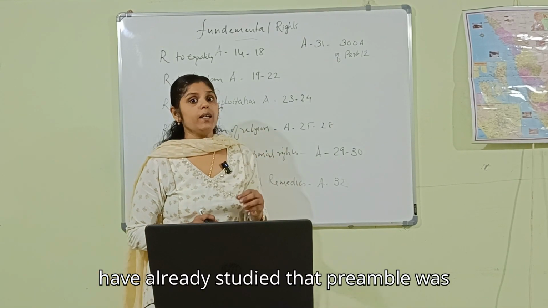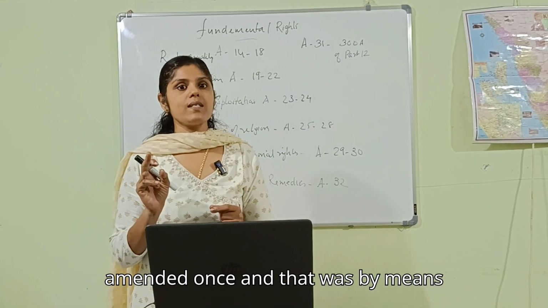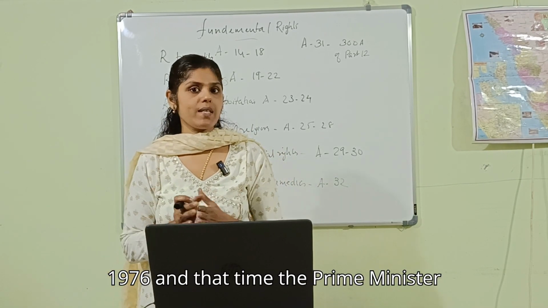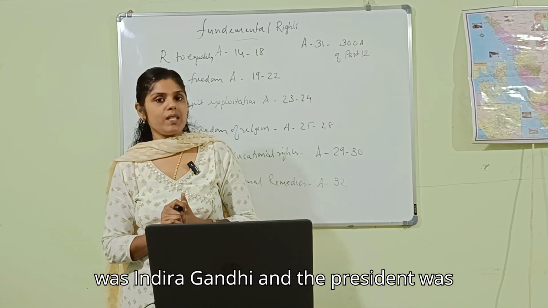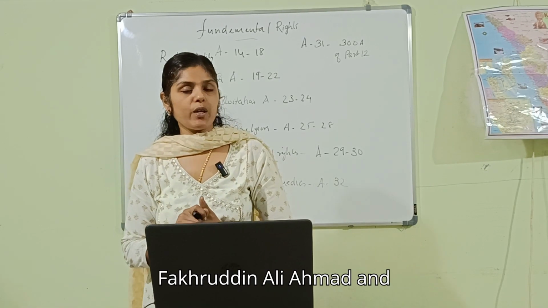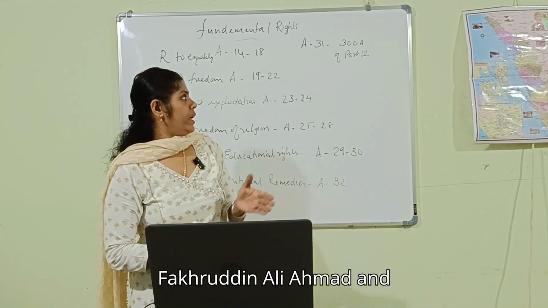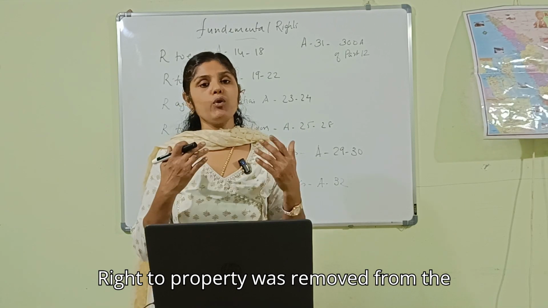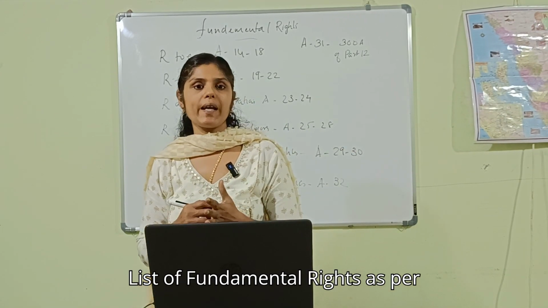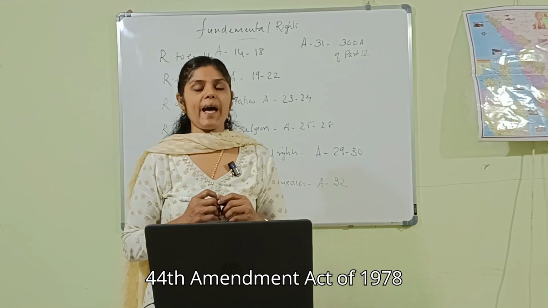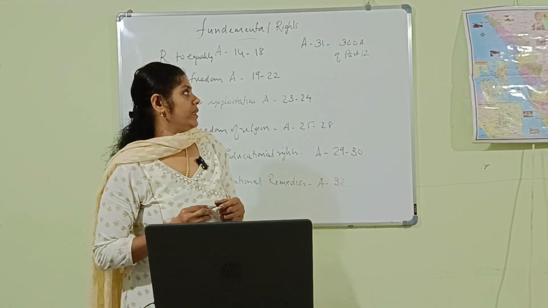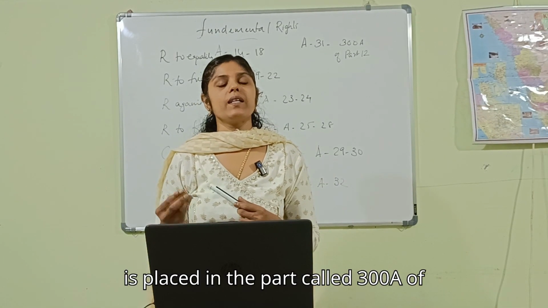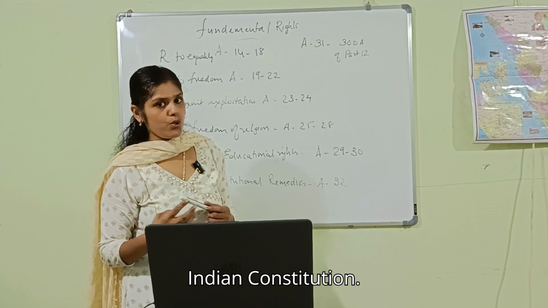We have already studied that the preamble was amended once, by means of the 42nd Amendment Act of 1976. At that time the Prime Minister was Indira Gandhi and the President was Fakhruddin Ali Ahmed. And in this case, the right to property was removed from the list of fundamental rights as per the 44th Amendment Act of 1978, and it is placed in Part 12, Article 300A of the Indian Constitution.